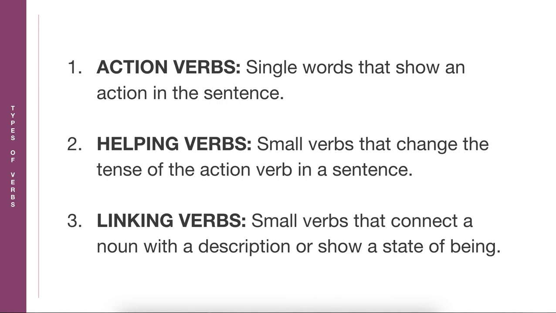Next up, we have linking verbs. And linking verbs are small verbs that connect a noun to a description and show that there's some sort of state of being happening in the sentence. So in other words, there's not necessarily an action per se, but there's a noun being attached to a description. Let's look at some examples.